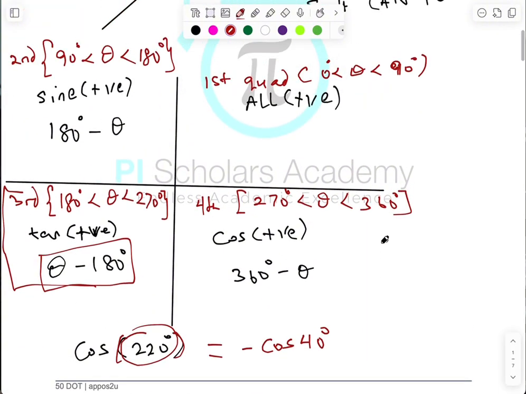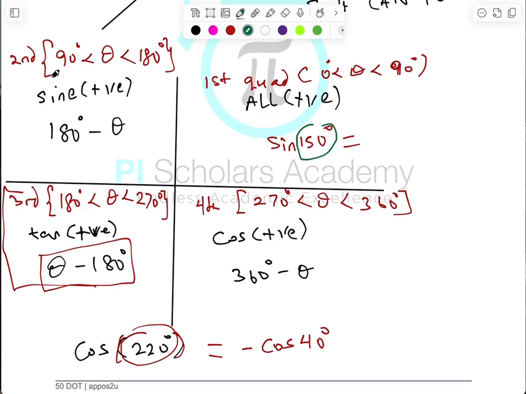I will do one more, then you can go ahead and do some more yourself. If I ask you to evaluate sine 150 degrees, the first thing you ask yourself is which quadrant 150 degrees belongs to. That is the second quadrant because 150 falls between 90 degrees and 180 degrees.